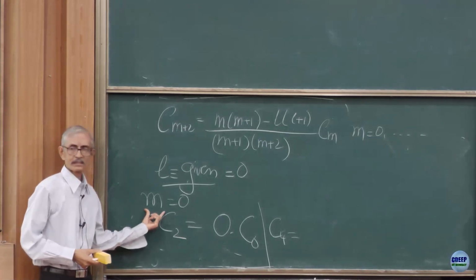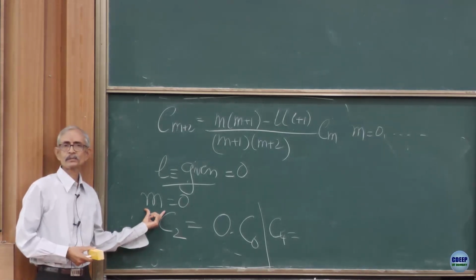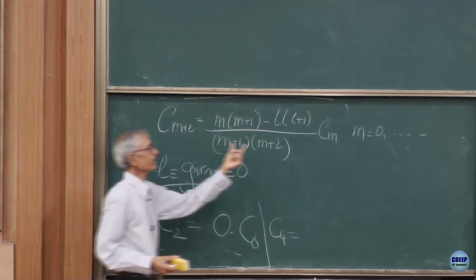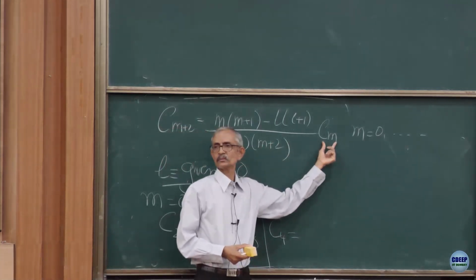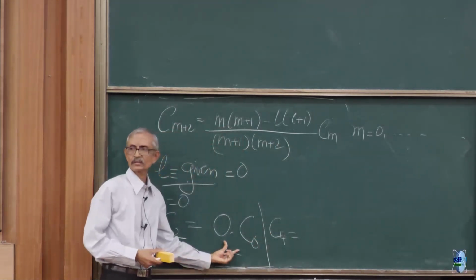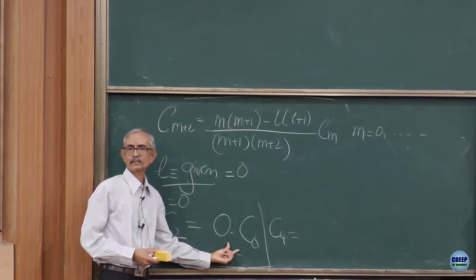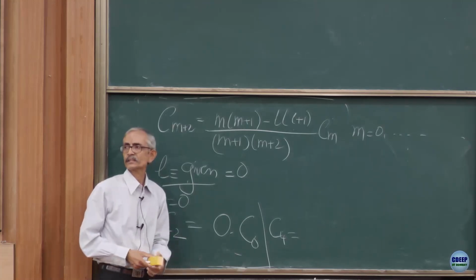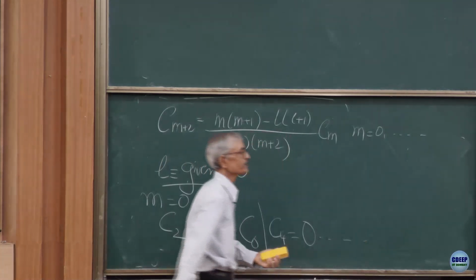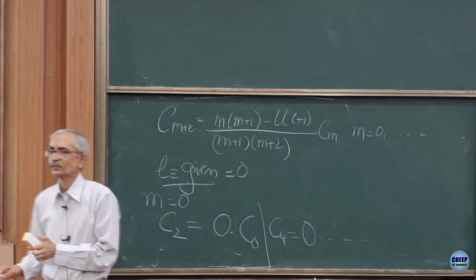What should I do to get C4? M is equal to 2. I plug M equal to 2 and then I get a C2 sitting in here, and C2 is already 0. So what is C4? C4 is also 0, right? So this guy is 0. So C4, C6, everybody is going to go to 0.